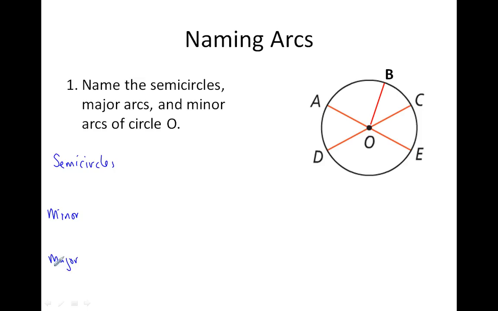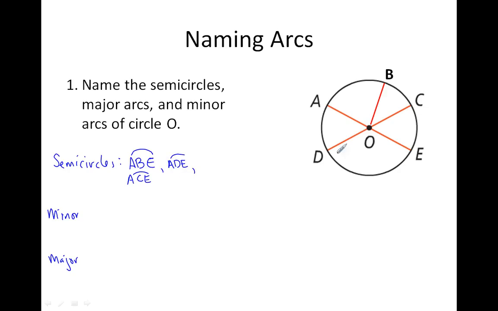Now, semicircles, remember, they come from our diameter. So in this figure, we have a diameter of AE. There are two semicircles associated with it, the one above the diameter, the one below the diameter. If we look at the one above the diameter, we can use either letter that comes between A and E, so either B or C. So we have semicircle ABE. I could also call that semicircle ACE. It's the same thing. If we look below the diameter, we have ADE.